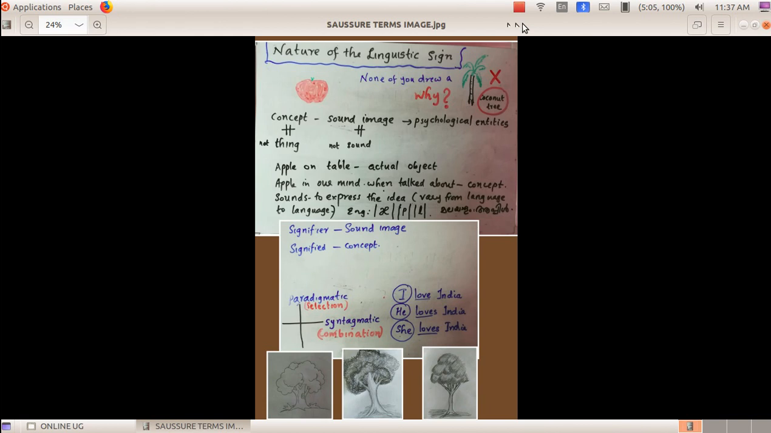We are continuing with Saussure's essay, Nature of the Linguistic Sign. We have finished almost the main concepts in the beginning but kept the final portion, the three theories of representation, for later. And today we will deal with the three major theories of representation and some of the important, essence-like concepts that come in Saussure. We have the slide for the same.